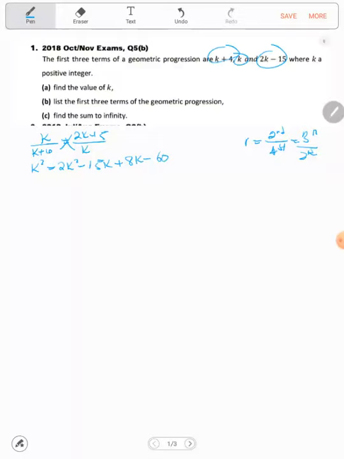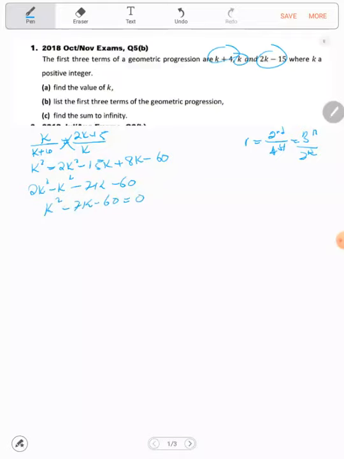Now from here, we know that we can collect the like terms. How can we collect the like terms? This one can go the other side. So in short, when this goes the other side, you are going to have 2k squared minus k squared. Then when you subtract the other terms, we're going to have negative 7k minus 60. Here we are going to have k squared minus 7k minus 60. Let's equate it to 0.